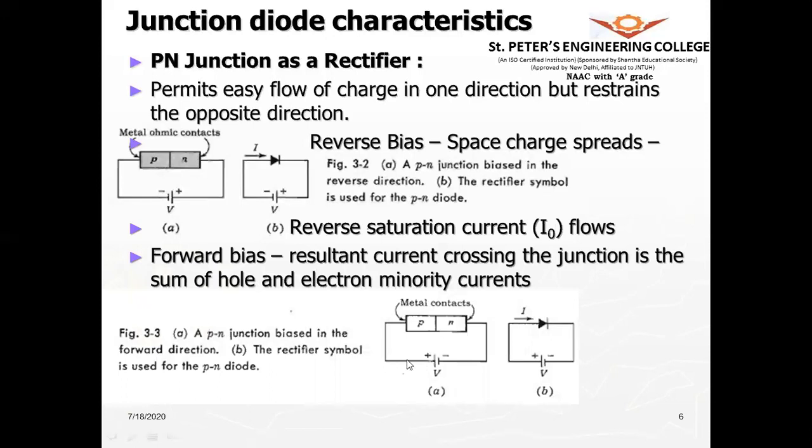When we apply the positive to the P type and negative to the N type, then we say that the junction is forward biased, and we see that there is a large current that will flow, and we have the ohmic contacts for the diodes.